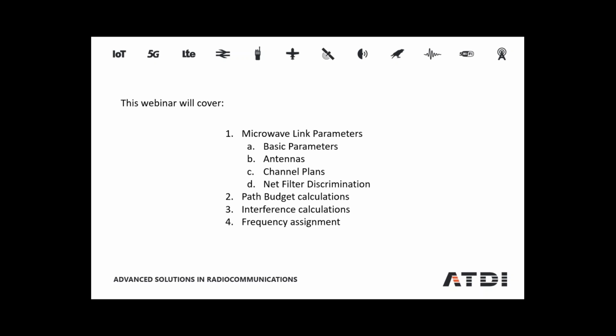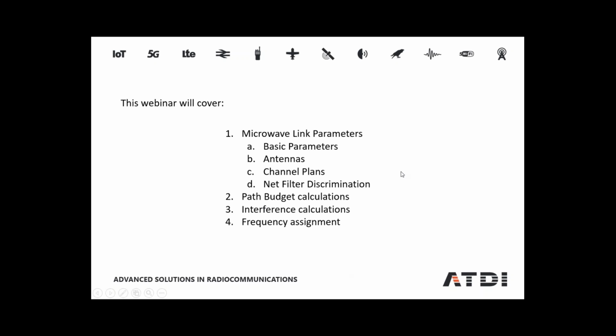So the basic parameters: antennas, channel plans, net filter discrimination, link budget calculations, interference, and frequency. We won't do so much frequency assignment because once you've done interference, the frequency assignment is pretty inherent in it anyway.